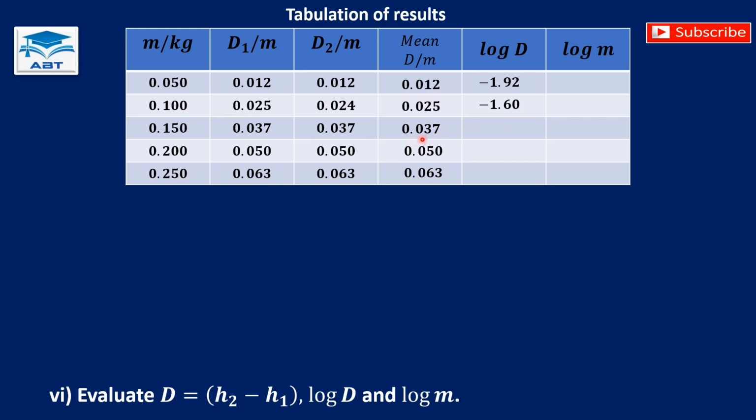Log 0.037 is negative 1.43. That of 0.050 is negative 1.30, and log 0.063 is negative 1.20. And for log M, for the first value, we take log of 0.050 and it's negative 1.30. That of this one is this, that of this is that, and that of this is this, and log of 0.250 is negative 0.60.